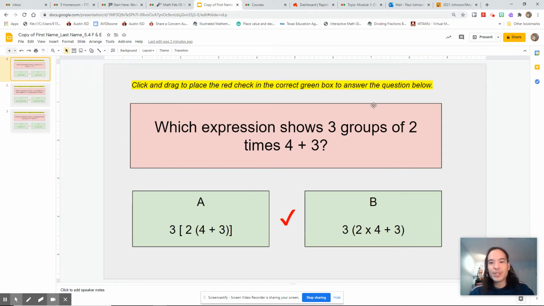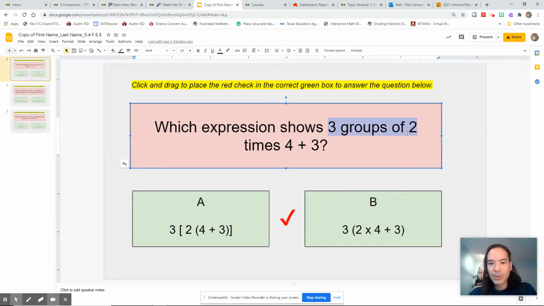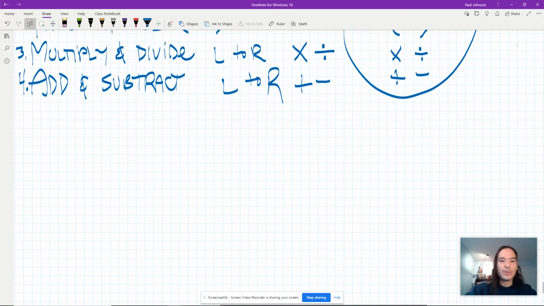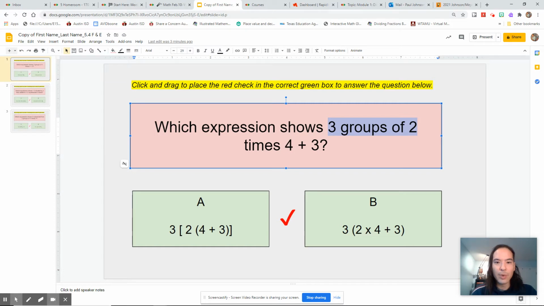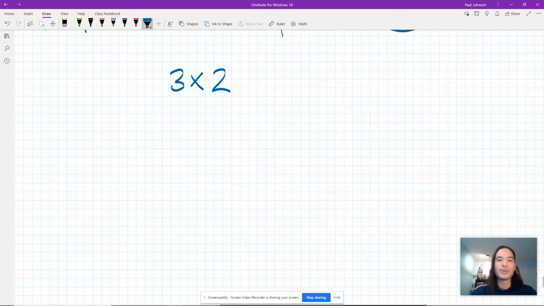Okay, so which expression shows 3 groups of 2 times 4 plus 3? One of the things I want to do is think it out and not even look at the answer choices. Which expression shows 3 groups of 2? 3 groups of 2 sounds like 3 times 2. Whenever we're doing groups of something, usually that's multiplication, right? So 3 groups of 2, and we want to multiply that times 4 plus 3. Okay, so here's the problem. It's saying I need to take 3 times 2 and multiply it times 4 plus 3.